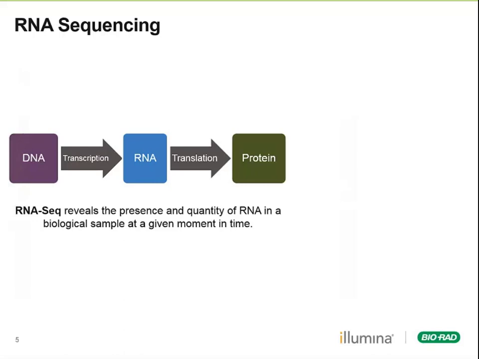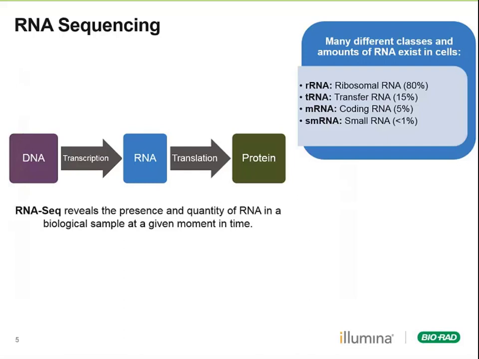Now, protein's pretty difficult to look at, so it's much easier to look at the DNA and RNA. DNA sequencing tells us what a cell is capable of, but RNA sequencing tells us what a cell is doing right now. It reveals the presence and quantity of RNA in a biological sample at a given moment in time, so it's a snapshot of a sample.